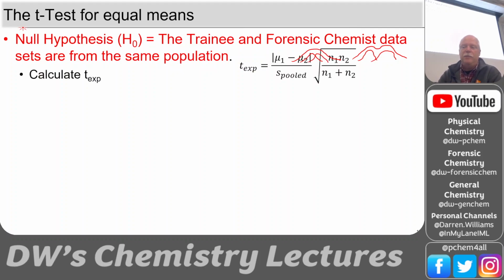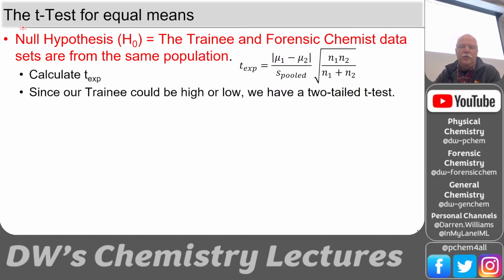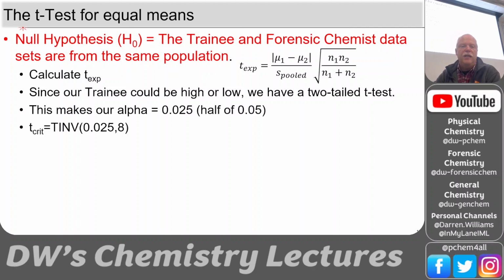So we calculate T experimental, which is the difference in the means divided by the pooled standard deviation times this factor that sort of looks like a reduced mass almost with their data points. Okay, since our trainee could be high or low, we have a 2-tailed test. So this makes our alpha 0.025, half of 0.05. And so this is the equation that we use in Excel to get that.